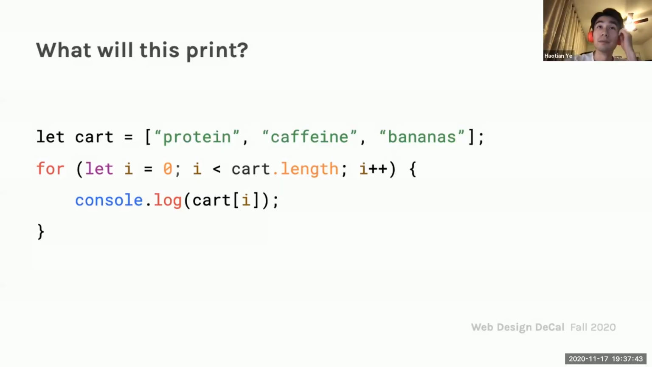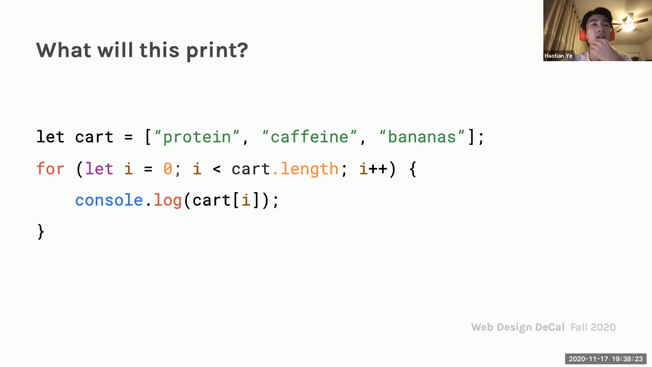Cool. Back to this. What do you think this would print out? Yeah, exactly. We print out the three items of the list individually, of course. So let's break this down step by step and walk through this example if we're confused about how this works. We first initialize a list or an array, whatever you want to call it, of three strings: protein, caffeine, and bananas. This is how we make the list or the array.